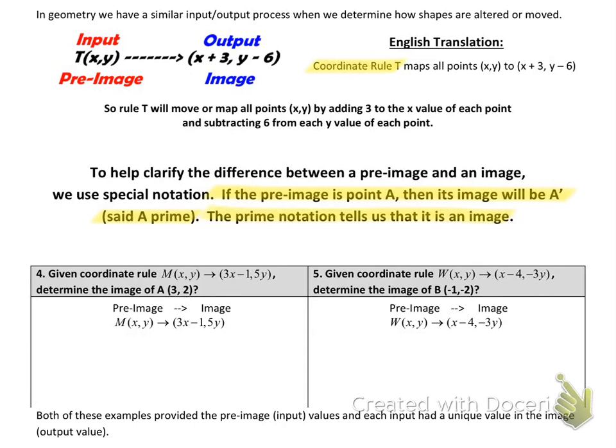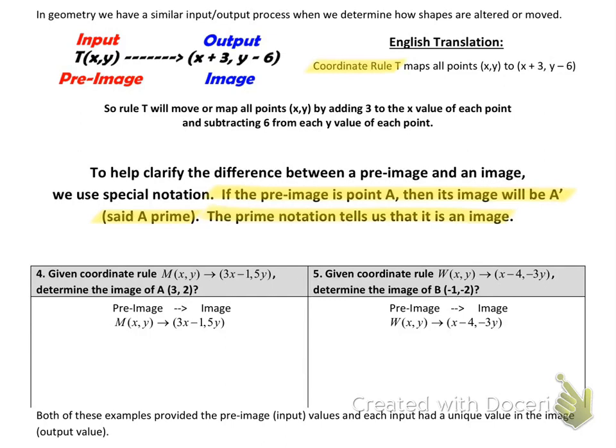Given coordinate rule M of x, y, the output is going to be 3x minus 1 for the x, and then 5y for the y coordinate. And this is one where you can miss that comma pretty easily. So let's see what's going to happen. We're going to use an input of point A, which is 3, 2. So x value of 3, y value of 2. Now, the notation looks a little bit similar here between the coordinate rule and the point. But just keep in mind the coordinate rule is going to give you also kind of the definition of it. And this is just a point. All right? Hopefully that's clear enough.